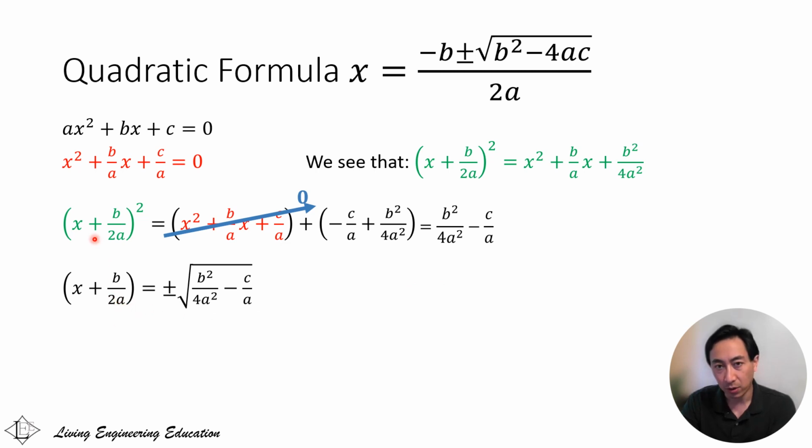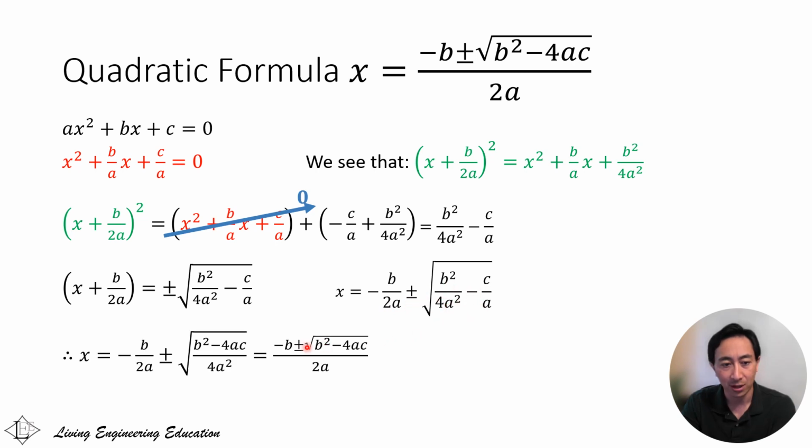If I take the square root of x plus b over 2a, squared, I'm going to get a positive x plus b over 2a. If I take the square root on this side, it can be plus or minus, right? So plus or minus the square root of b squared over 4a squared minus c over a. Then I can move b over 2a to the right side of the equation. I get x equals negative b over 2a plus or minus the square root of b squared over 4a squared minus c over a. We do common denominators.